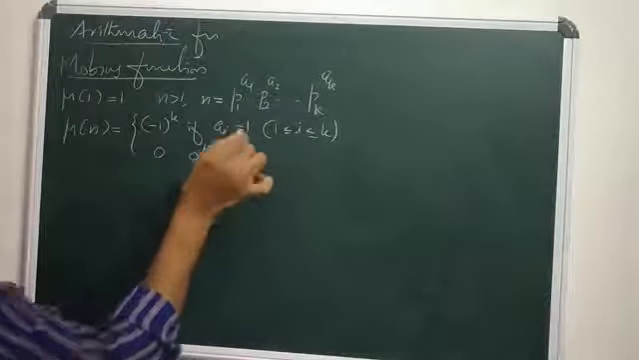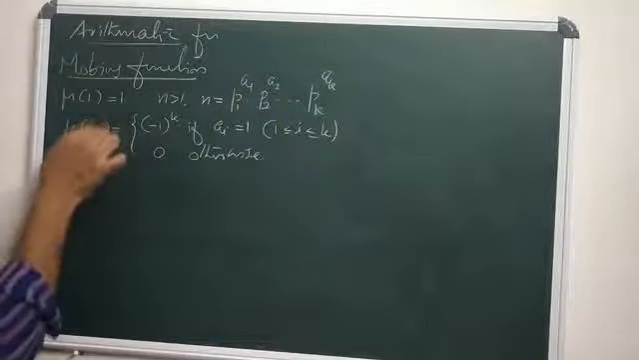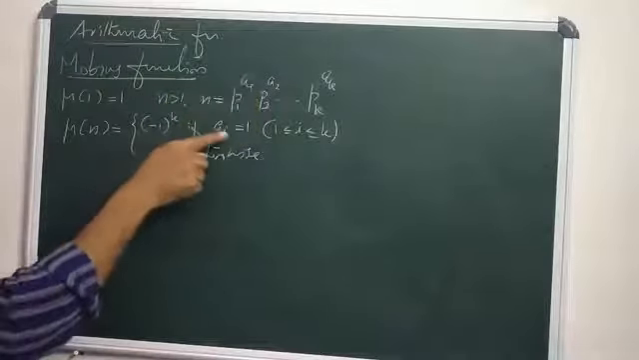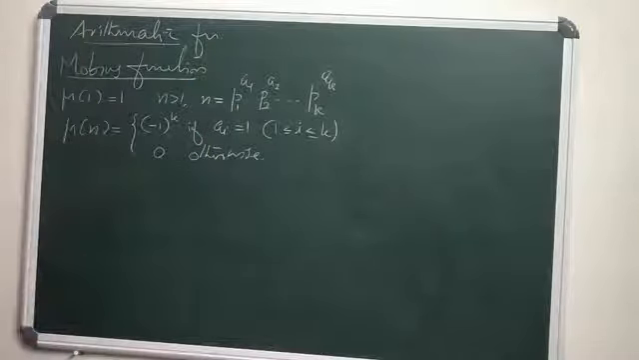That means if all of these a's are 1, then mu of n is minus 1 power k. If any of the a's differs from 1, it means n has a square factor. If n has a square factor, then mu of n should be 0. So if n is the product of distinct primes, then mu of n is minus 1 power k, where k is the number of primes. And if n has a square factor, then mu of n is 0. So this is the definition of the Mobius function.